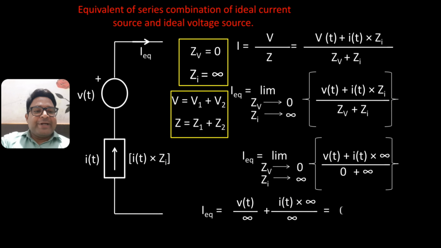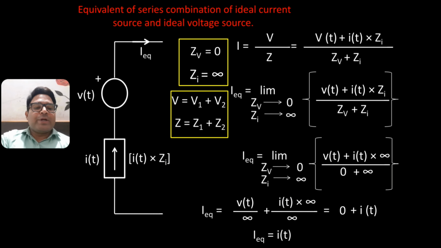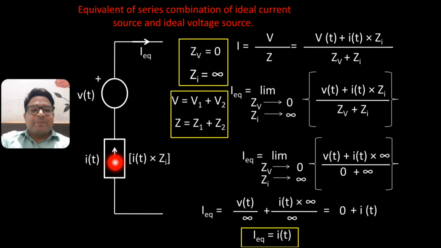So V of t upon infinity is 0, and as infinity and infinity get cancelled, the second term will be only I of t. That's why the equivalent current IQ of this series combination is equal to only I of t, that is, the value of the current of this ideal current source. So the final conclusion is that in a series combination of an ideal current source and an ideal voltage source, the total or equivalent current is due to only the ideal current source, and hence we can simply remove the ideal voltage source.